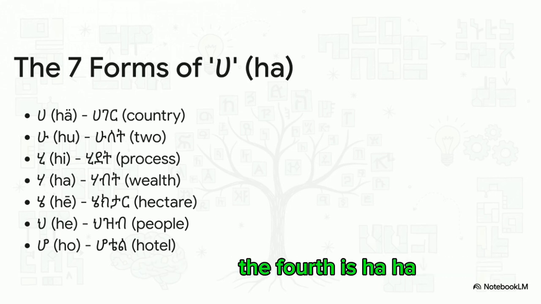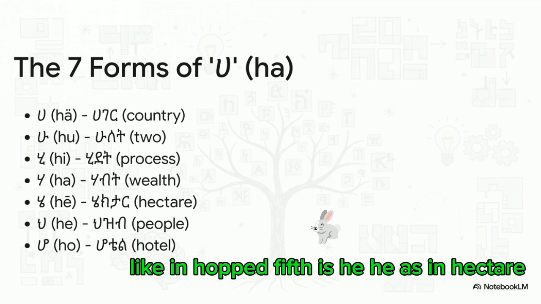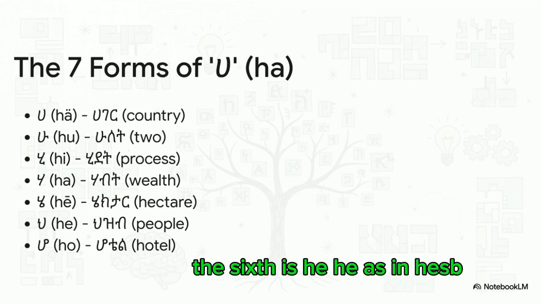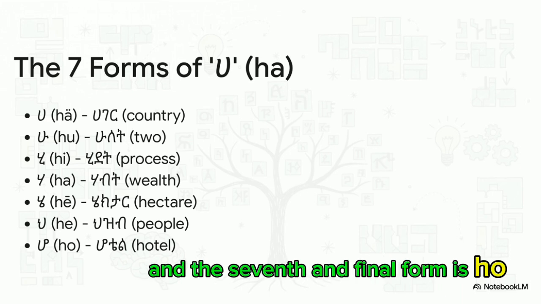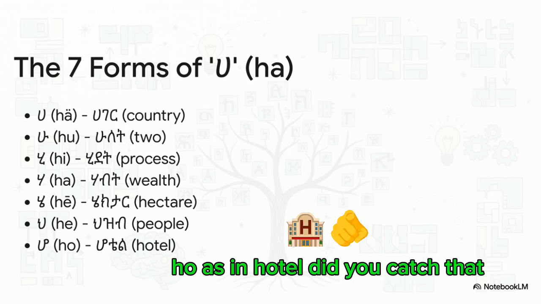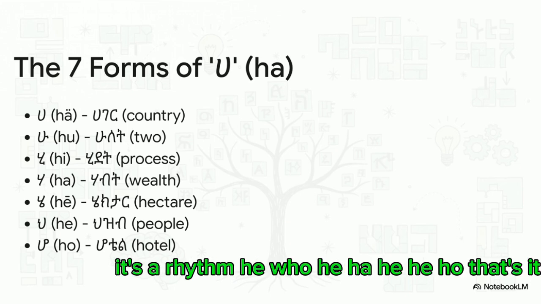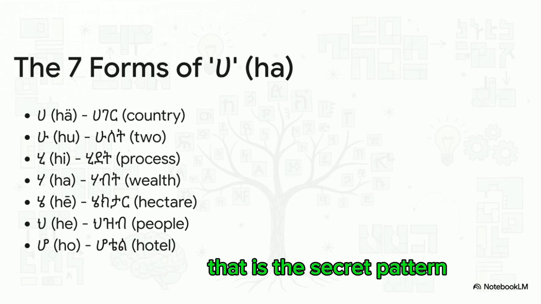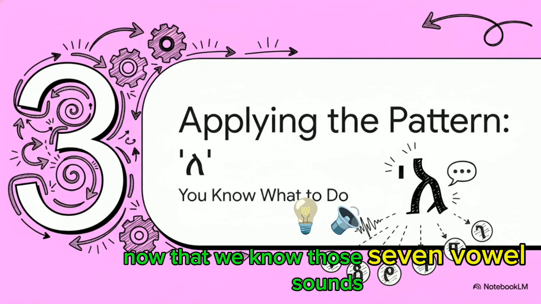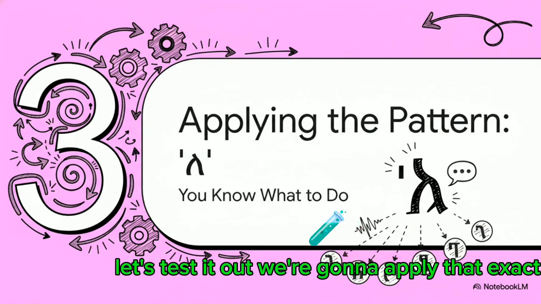The fourth is ha, like in hopped. Fifth is he, as in hectare. The sixth is he, as in hesb. And the seventh and final form is ho, as in hotel. Did you catch that? It's a rhythm. Ha, hu, hi, ha, he, h, ho. That's it. That is the secret pattern. So, now that we know those 7 vowel sounds, let's test it out.